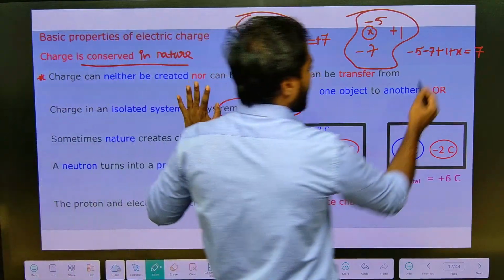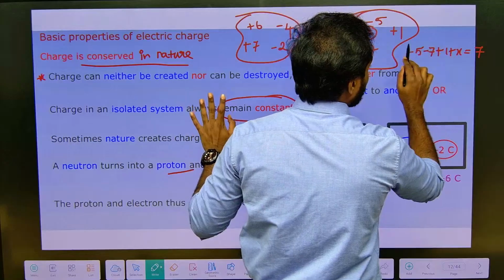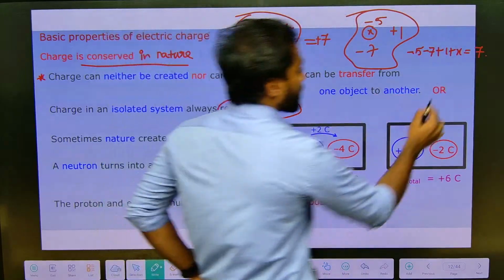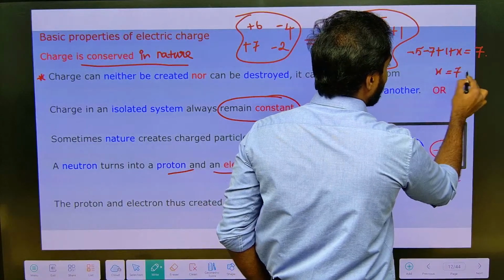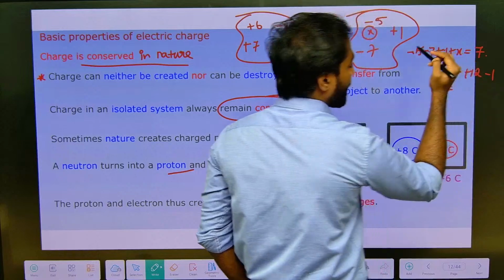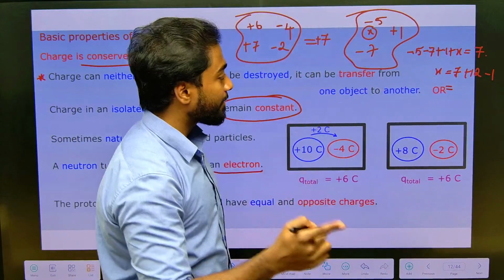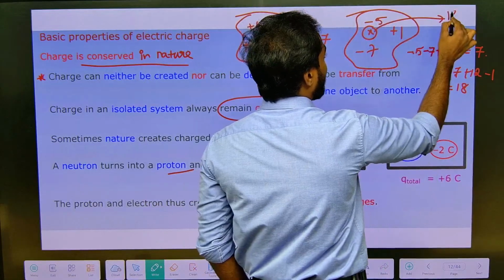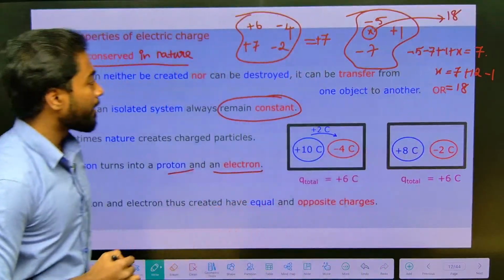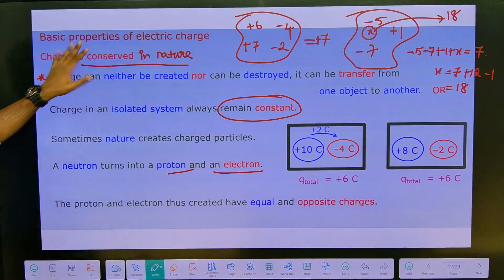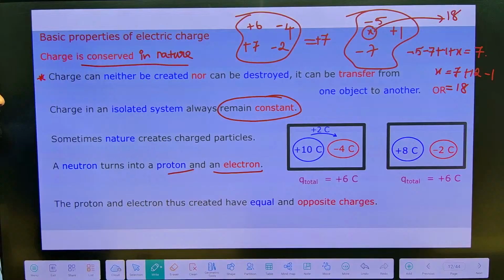Now if I take minus 7 and minus 5 to this side, it will be plus 12. So x will be equal to 7 plus 12 minus 1. So 7 plus 12 is 19, 19 minus 1 is 18. So the value of x is 18. Okay, so this is the important property which we have seen in the properties of the electric charge. Charge is always conserved in nature.